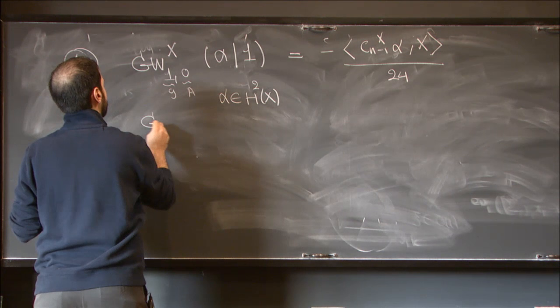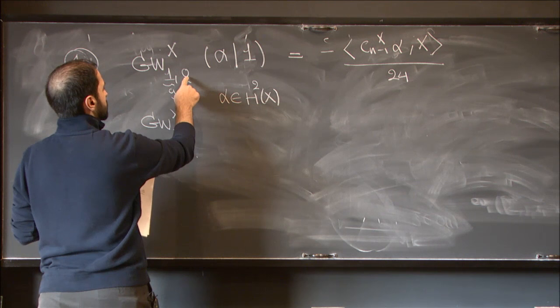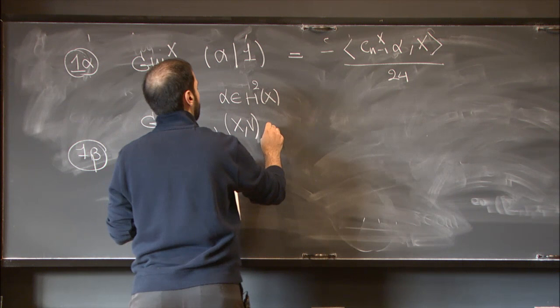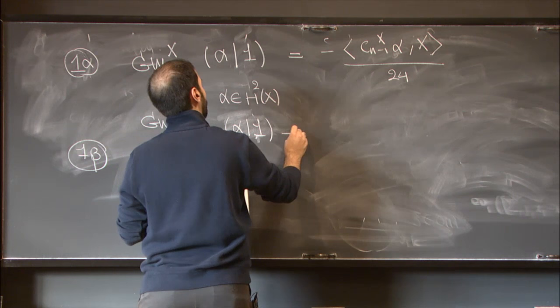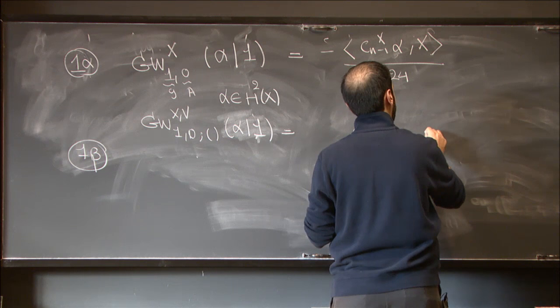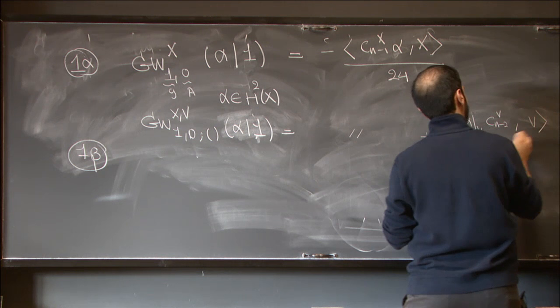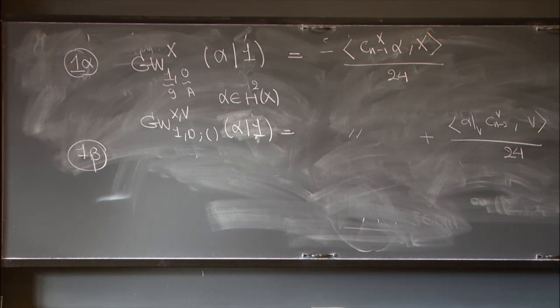The relative one is going to be the same input. Because the degree is 0, there is no intersection, so the contact vector is empty. The input is going to be again alpha. This number is equal to the same factor plus this additional term, alpha restricted to V times Cn minus 2 of V integrated against V divided by 24. So that's the difference between the two numbers in this case.